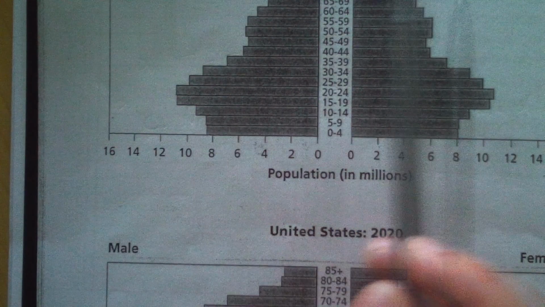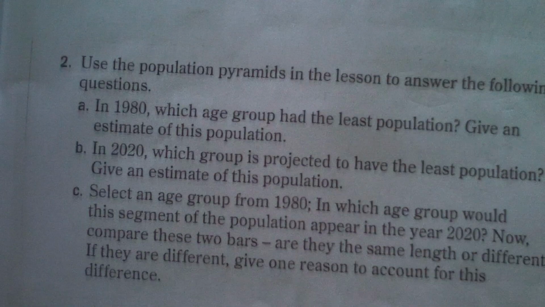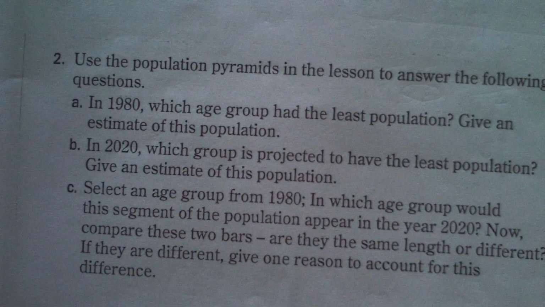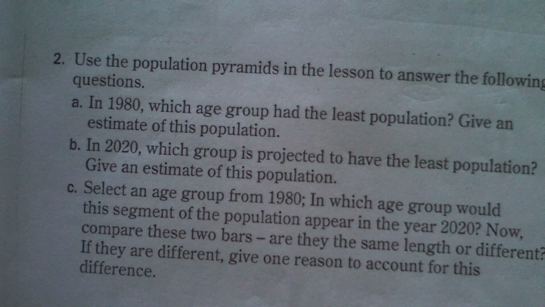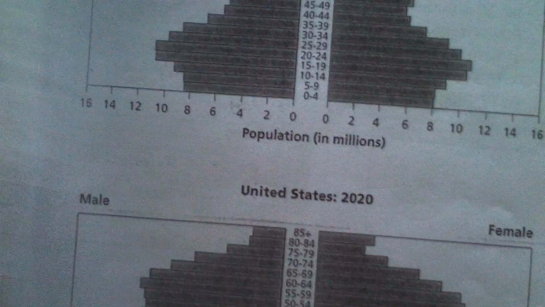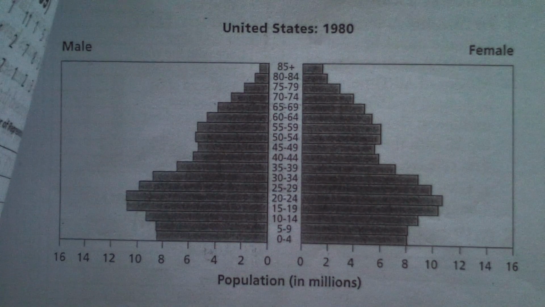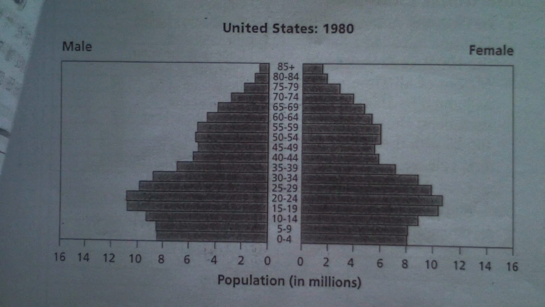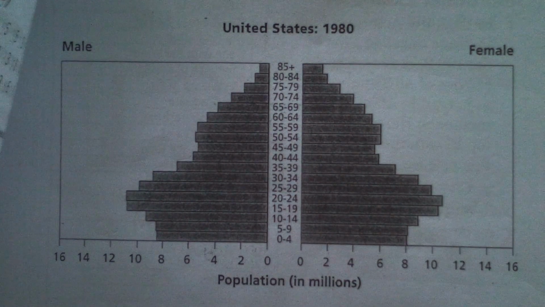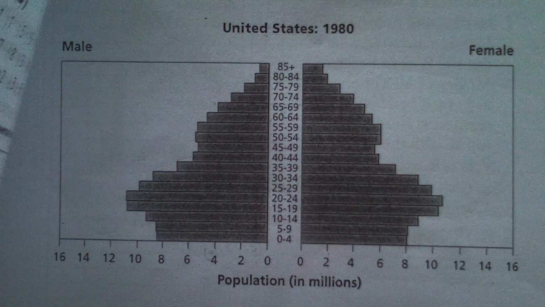Okay, so looking at our questions here. For A, in 1980, which age group had the least population, and then give an estimate of that population. So if we go to that picture there, they're talking 1980, so we're looking at the top one. Which group do you think had the smallest population? Probably that 85 plus, right? Which if you logically think about it, aren't there probably fewer old people in the world than young people? Yeah, 85 plus is up there pretty high. So that 85 plus is our smallest group.